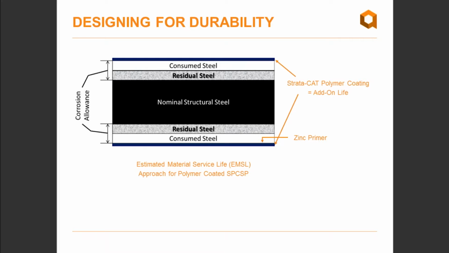So this methodology varies slightly when it comes to polymer coated steel. So with the addition of the polymer coat, we actually assume no material loss for a certain period of time.